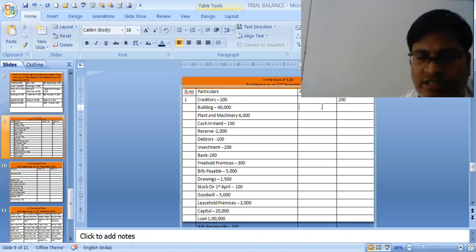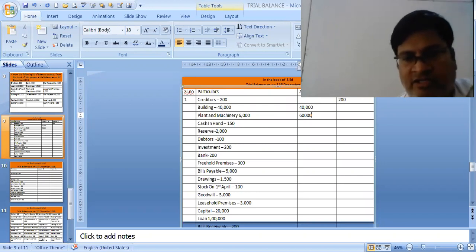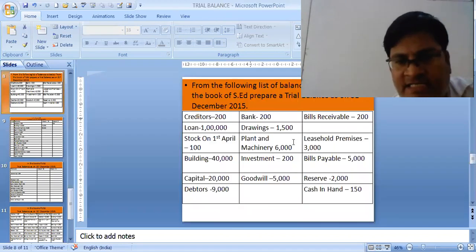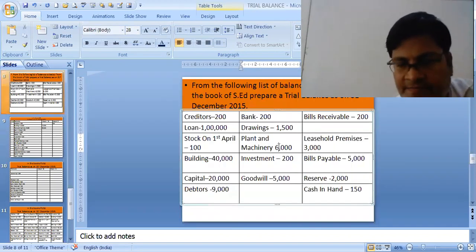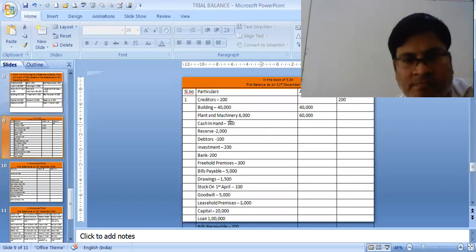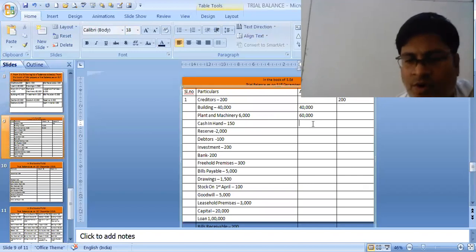Building 40,000, we write in the debit column. Plant and machinery 6,000. Or rather 60,000 I should write. Make it 60,000. So in the sum it is 60,000 plant and machinery. Next item, cash in hand. Cash in hand, debit 150.